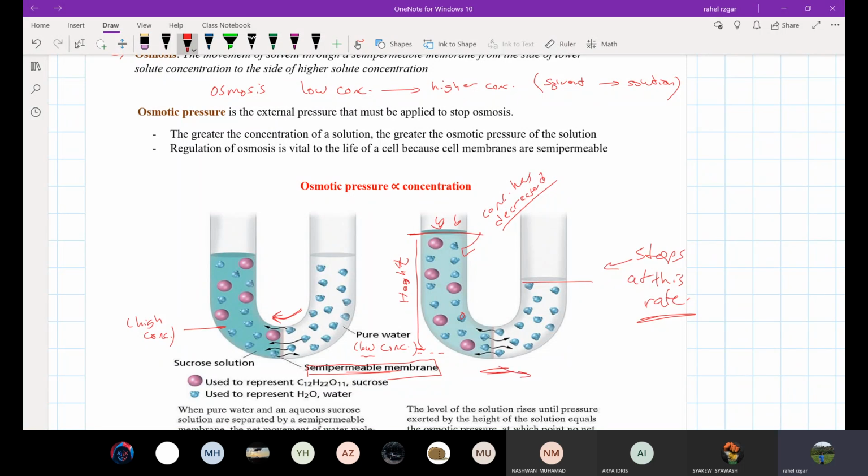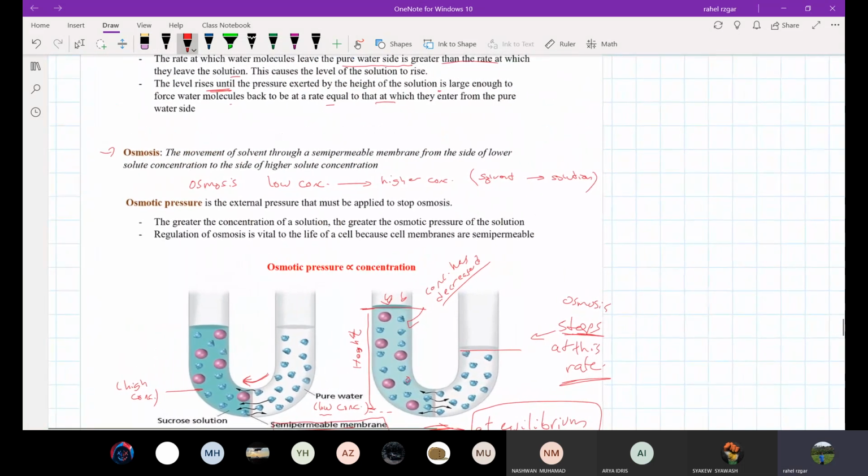So what has reached equilibrium. Equilibrium. When will it reach equilibrium? When osmosis has stopped. Osmosis stops at this rate. There will not be any osmosis.